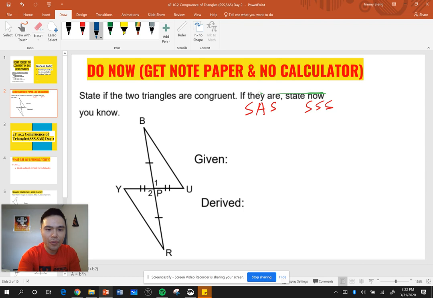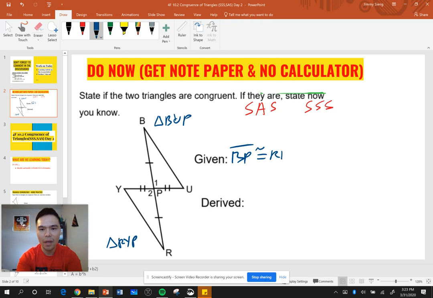We have here triangle BUP. I'll call it triangle BUP. And then in the bottom, we have triangle RYP. I need to prove that these 2 things are congruent to each other. So to do that, I'm going to look at those dashes. That tells me already, we could say line BP is congruent to RP. Okay, we also know that, let's be consistent, let's say UP is congruent to YP.